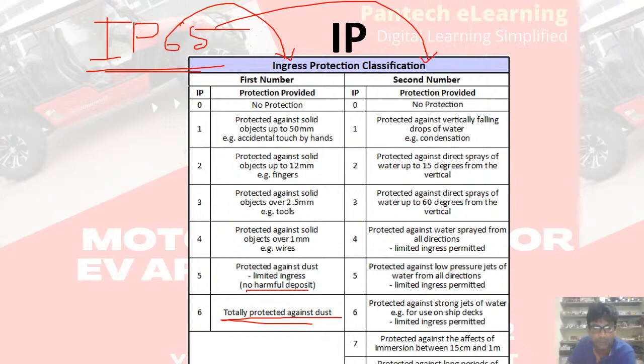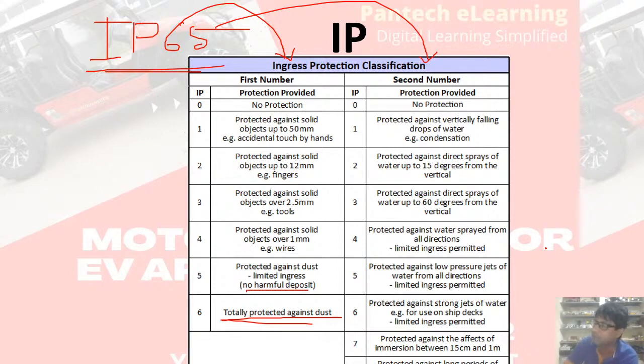The maximum for the second digit is 8, which means fully immersed in water, also with pressure. The water will not enter by breaking the enclosure. It will not create any damage. So this is called the ingress protection.